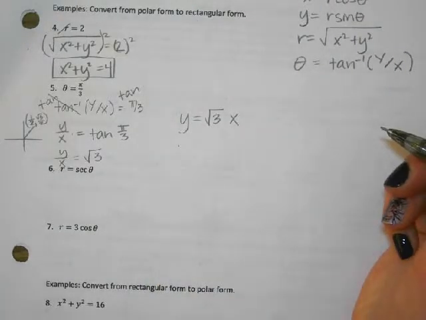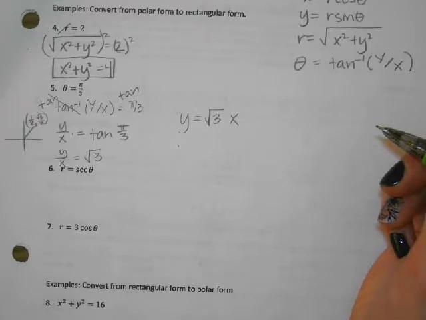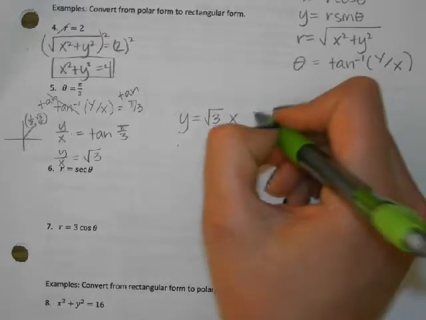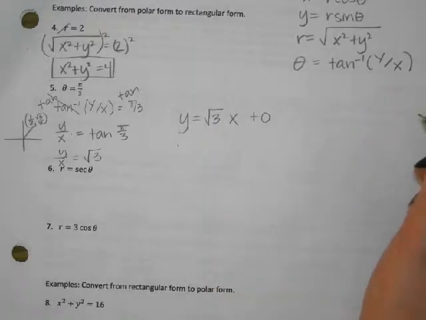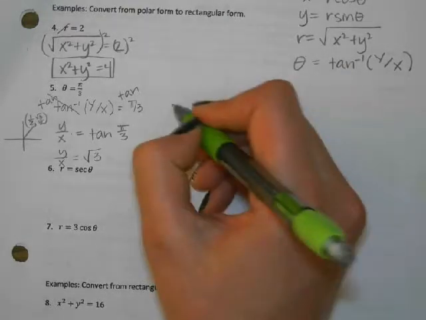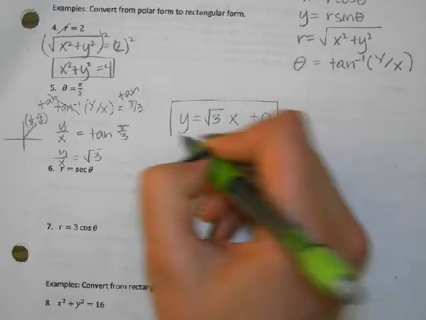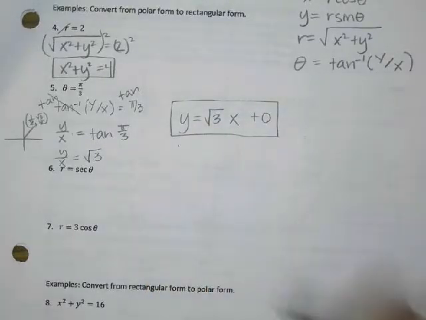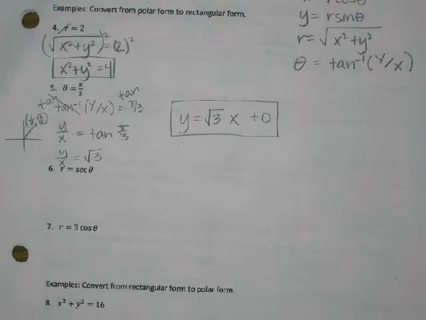What type of equation is that? Linear. That's a straight line. It goes through 0, and it has an ugly slope of root 3. That's the slope. So that's ugly, but that's what it is. You do not have to put the plus 0 on the end if you don't want to. But that's a recognizable equation because it's in y equals mx plus b.